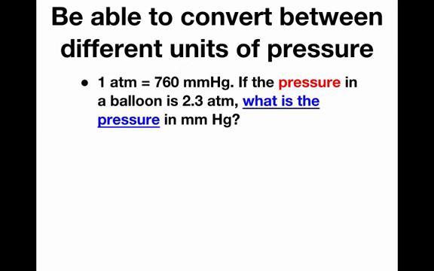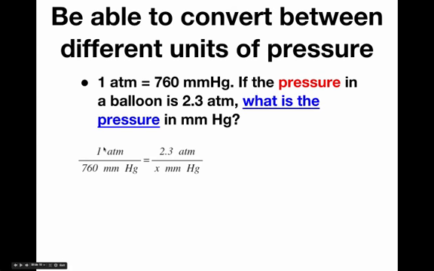I want you to be able to convert between different units of pressure. Here's an example, I think it's from your book. It says 1 atmosphere is equal to 760 millimeters of mercury. If the pressure in a balloon is 2.3 atmospheres, what is the pressure in the balloon in units of millimeters of mercury? You can pause here and try to work through this problem, and I will show you the answer in a moment.